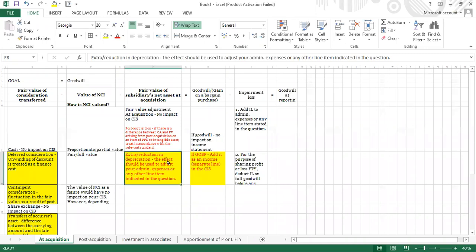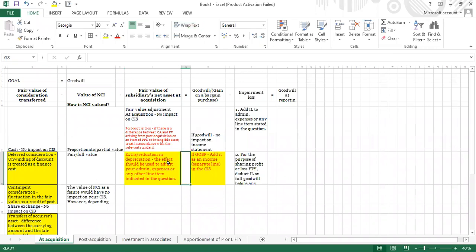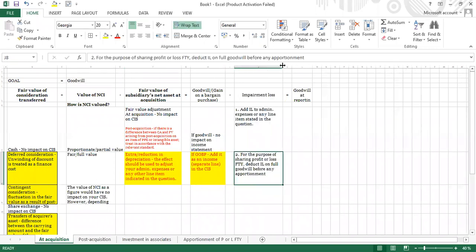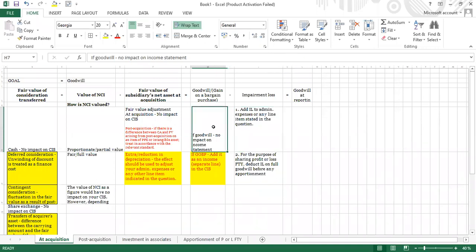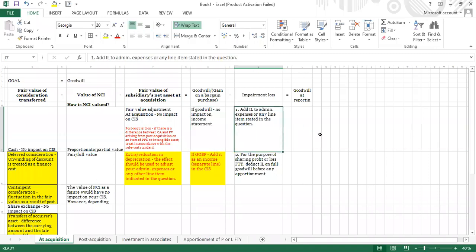My question is on impairment loss. I want to understand what can come about on the impairment loss, because I'm not really clear on impairment loss when it comes to doing the calculations. Okay.